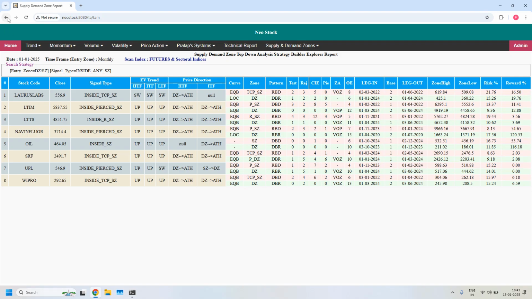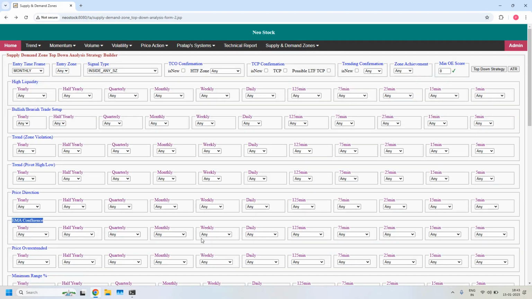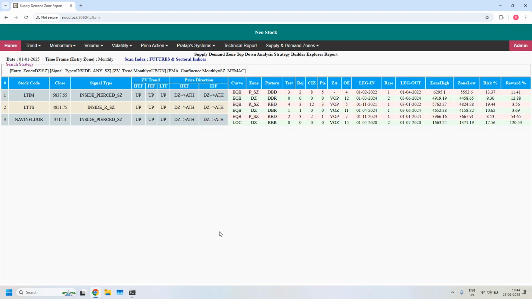Let us verify. In the EMA Confluence at monthly time frame, monthly supply zone having monthly EMA Confluence, and the trend at monthly time frame should not be sideways. It can be up or down. Let's filter. We got 3 stocks.